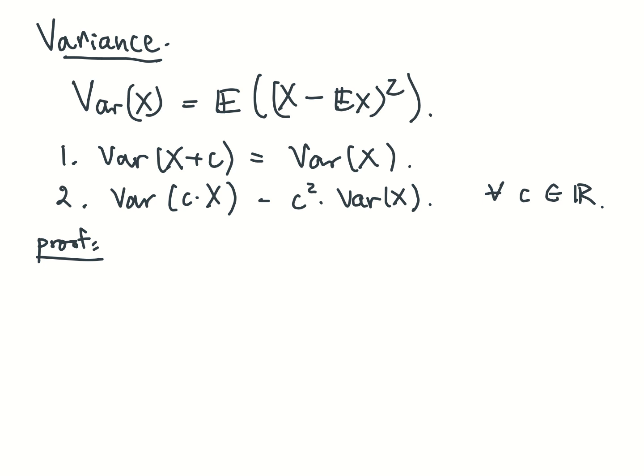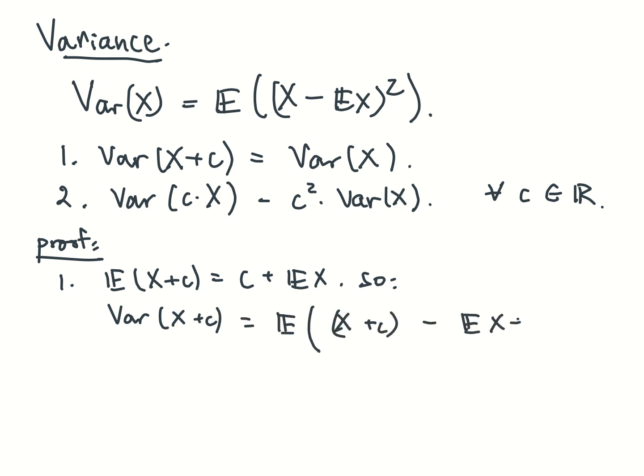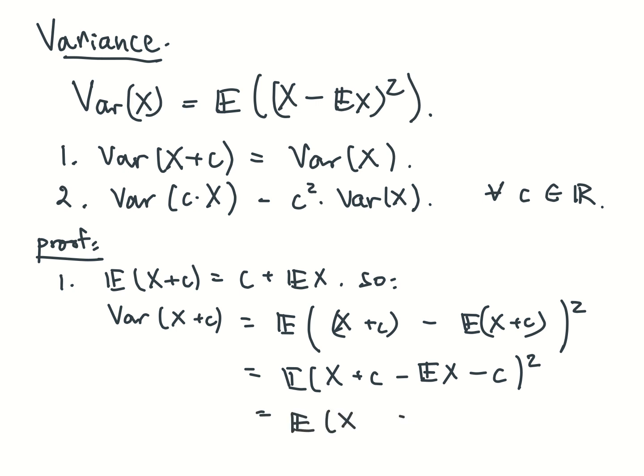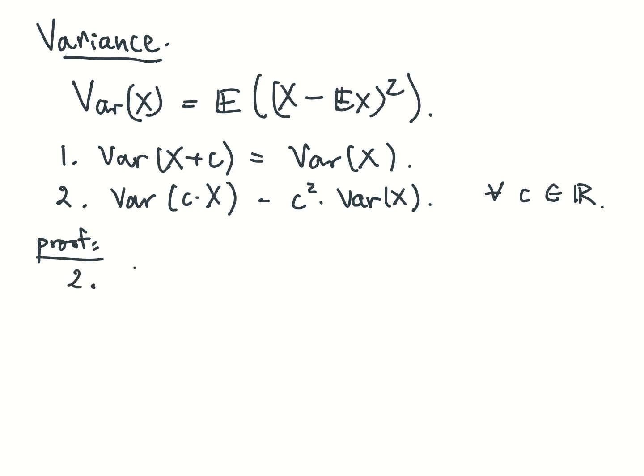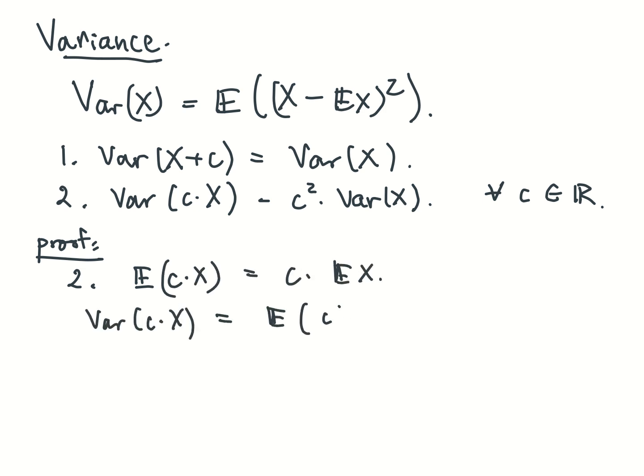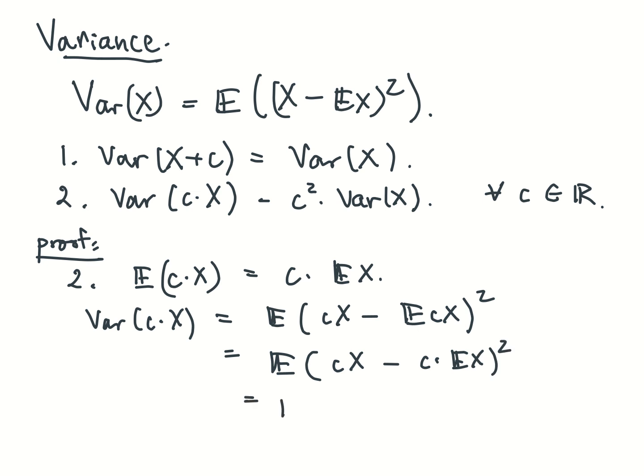If I translate x by a constant, then the mean also shifts by the same constant, and so the square distance between a typical point and my center of mass is still the same. If I scale x by a constant c, then the mean scales by c. The typical distance also scales by c, but the square of the distance scales by c squared.